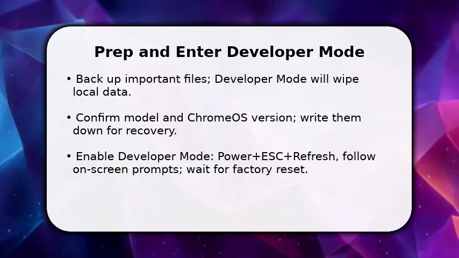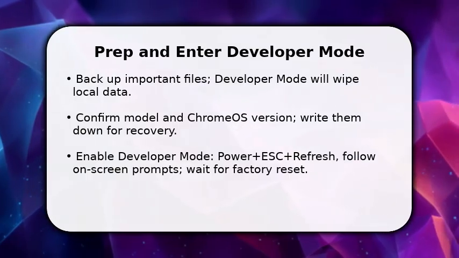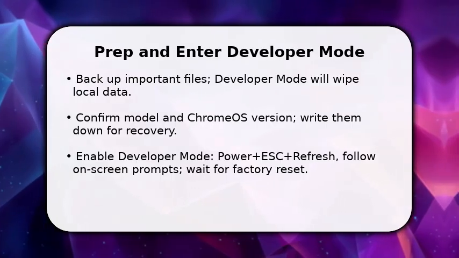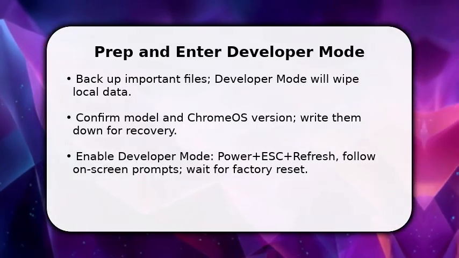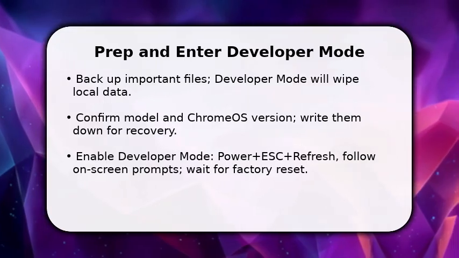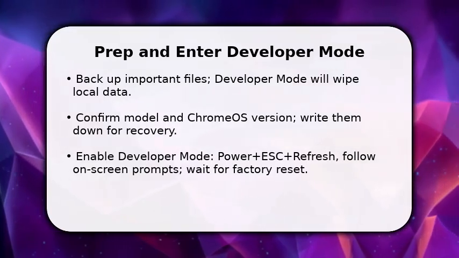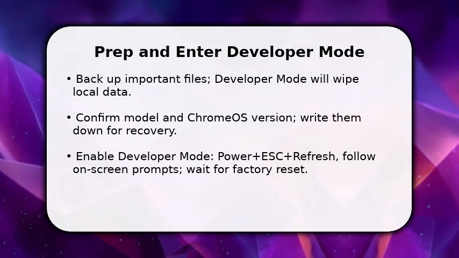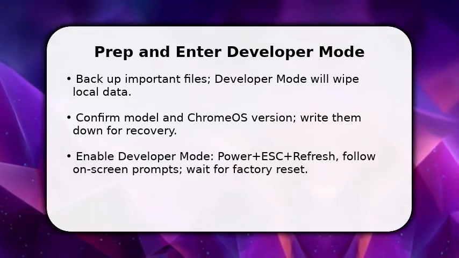You start by preparing. Back up your user data and note your Chromebook model and Chrome OS version. Once done, boot into Recovery Key Sequence and enable Developer Mode. This is mandatory because Chrome OS locks low-level device access. Make sure to accept the factory reset prompts and wait for the device to transition.